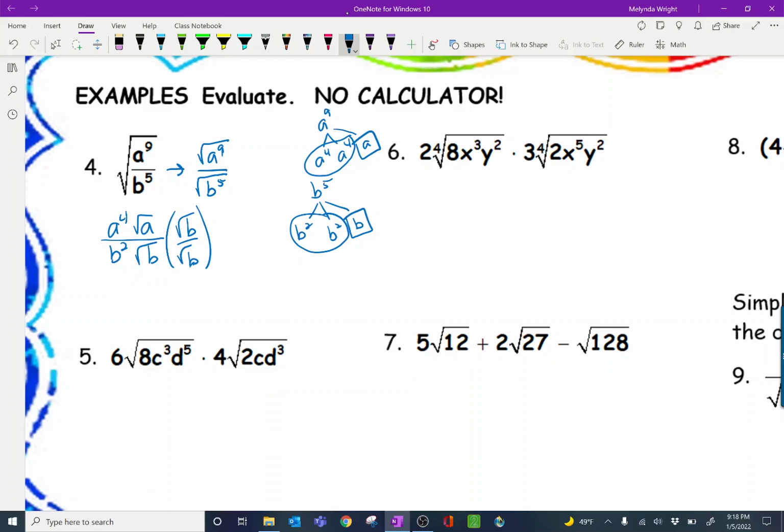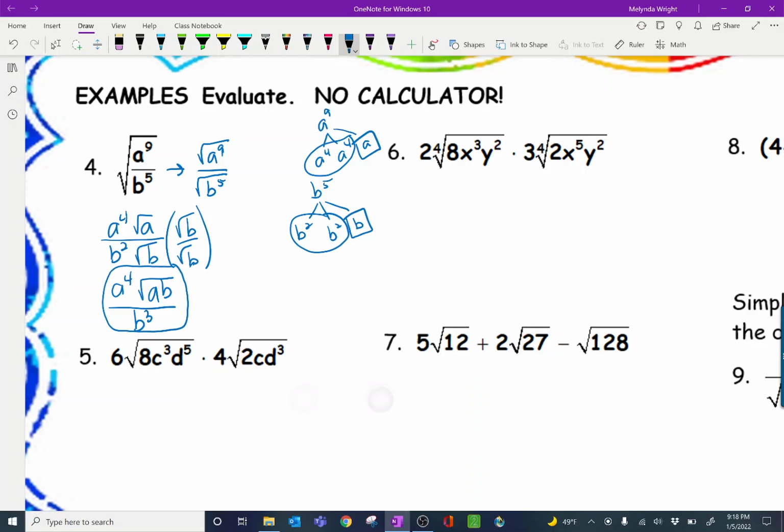So let's see, what would we get? We would get a to the 4th, and then square root of a times square root of b is square root of ab, over. Then I've got b squared, and square root of b times square root of b is b. So b squared times b would give me b cubed. All right, and there's that answer.